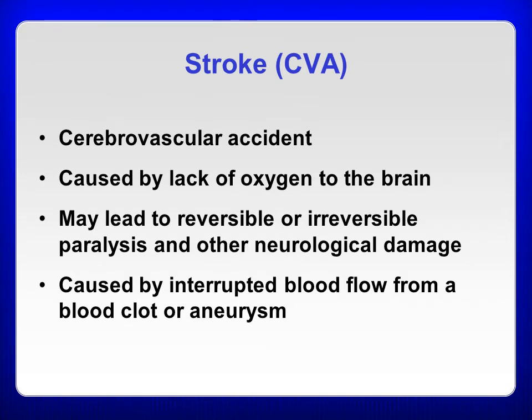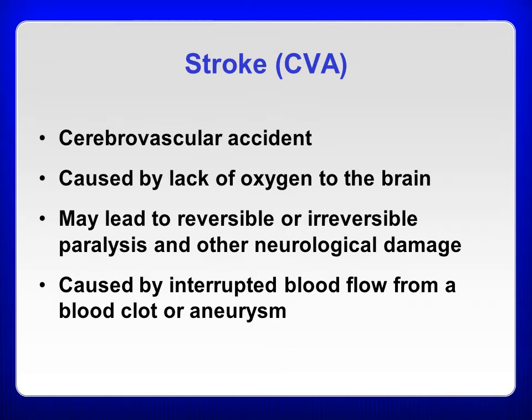Okay, stroke, or also what is known as a cerebrovascular accident. This is caused by lack of oxygen to the brain. Basically what happens is due to either a blood clot or an aneurysm. An aneurysm is any weakening in a blood vessel. With an aneurysm, the blood vessel wall, for whatever reason, gets weak, and then it pouches out and balloons, and then it could possibly rupture.